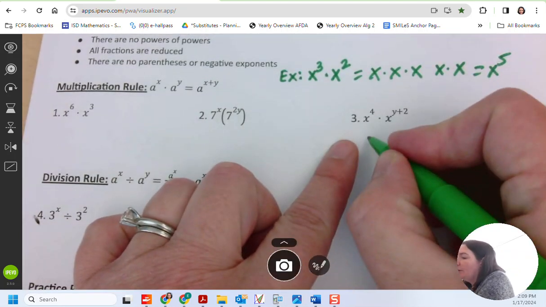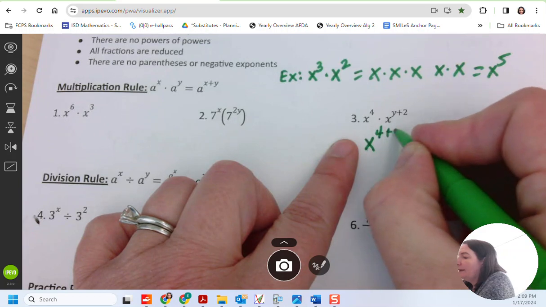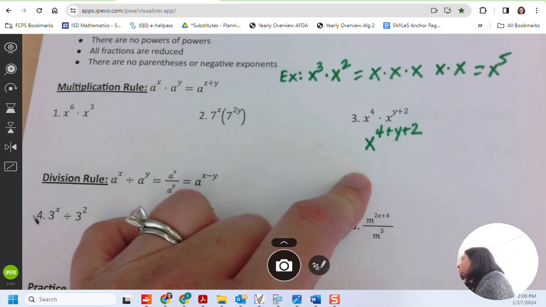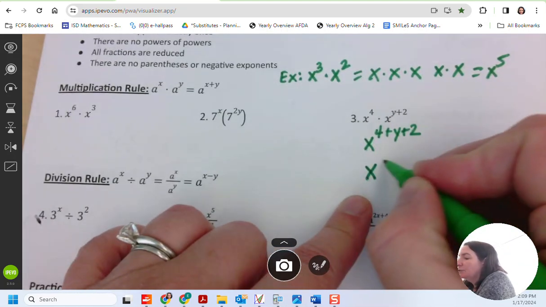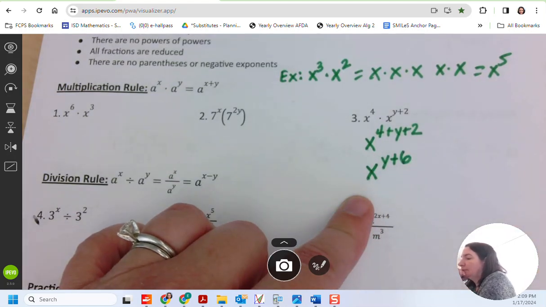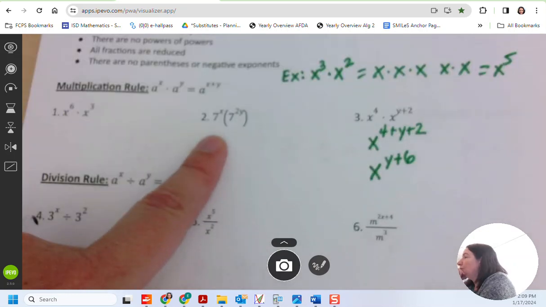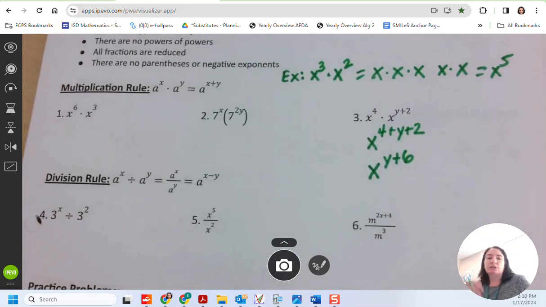So here I would have x to the 4 plus y plus 2. And I have some like terms there, so I can combine those to get x to the y plus 6. So take a moment and do 1 and 2. And if you finish those and you're like, this is super easy, move on, do some of the other ones. But we're going to do those first.